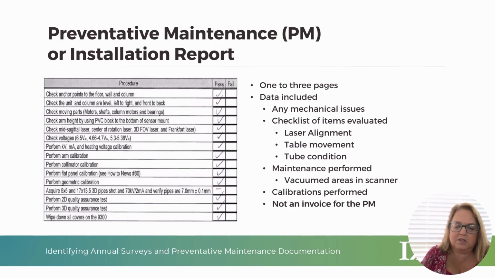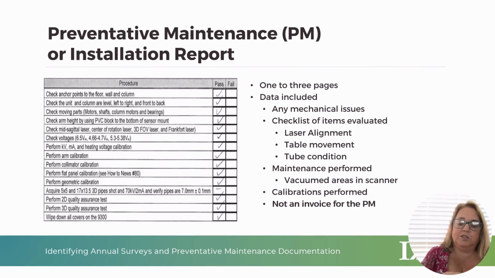And then the next document is our preventative maintenance or installation report. This document in general is about 1 to 3 pages. The data included on this report is any mechanical issues that the engineer has found with the piece of equipment and has rectified. Usually a checklist of items evaluated, maybe laser alignment, table movement, the tube condition. Maybe this says tube may need to be replaced soon, tube in good condition.